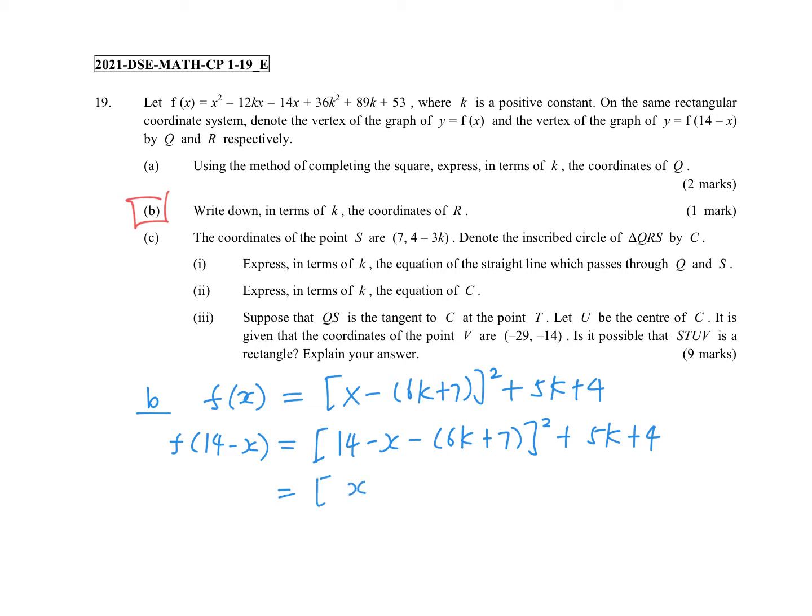So 14 minus (6k plus 7) will be 7 minus 6k, and after you swap it, it will be like this. As a result, this is another vertex form, so from this vertex form we can directly read the vertex coordinates. This time that will be point R, which is (7 minus 6k, 5k plus 4). And this part is done.